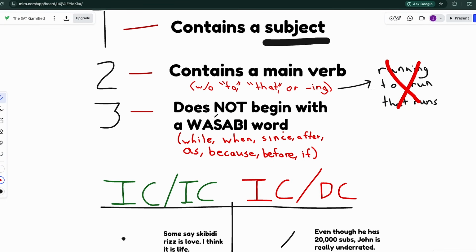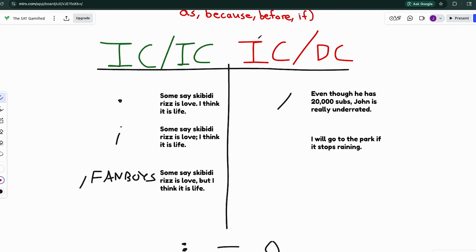And third, it cannot begin with a wasabi word. These are the words listed here. If it begins with one of these, it's automatically a dependent clause. Now, you need to know how to separate these two.